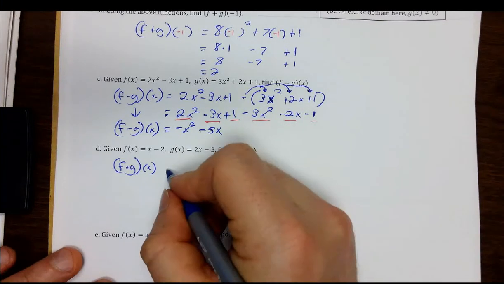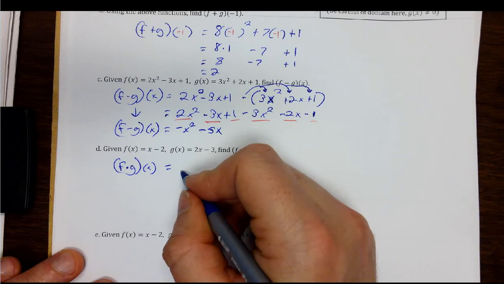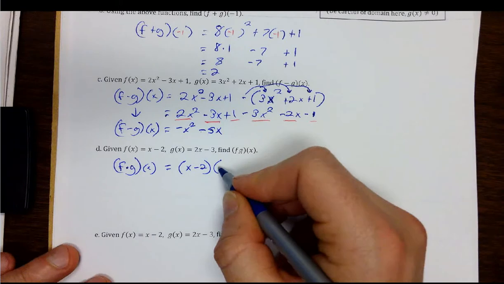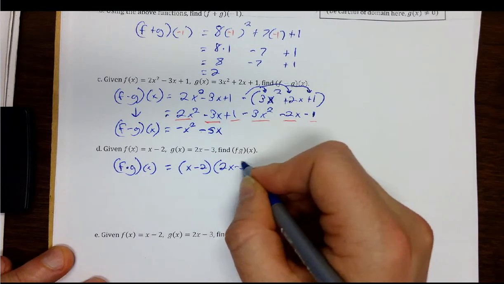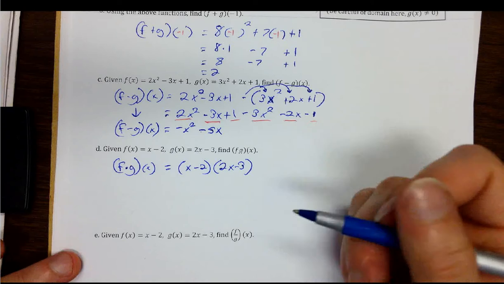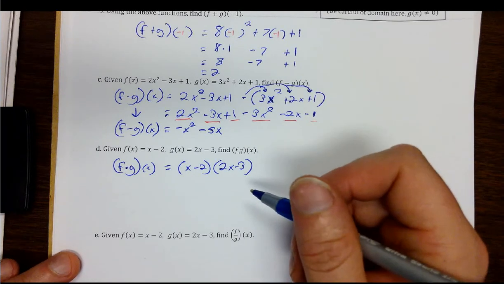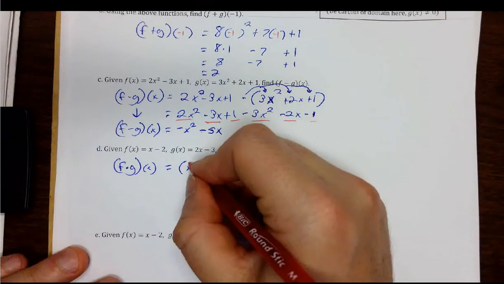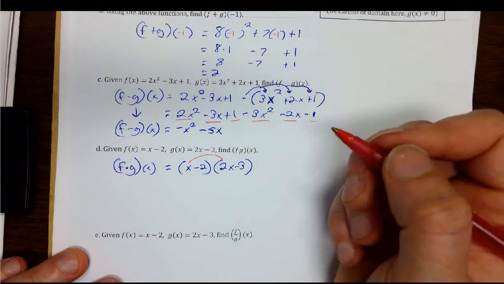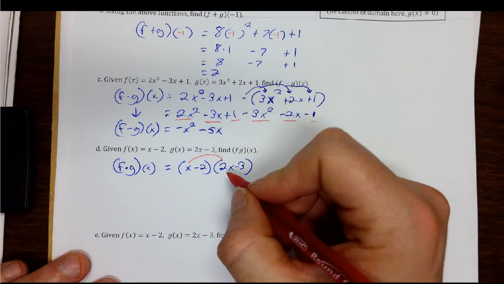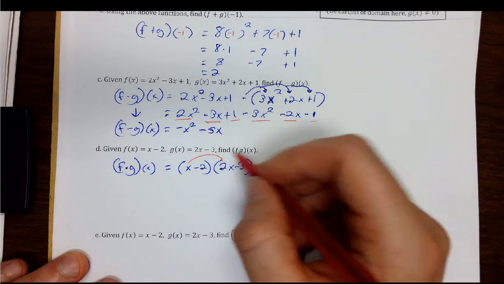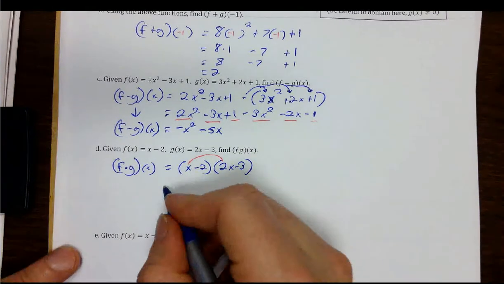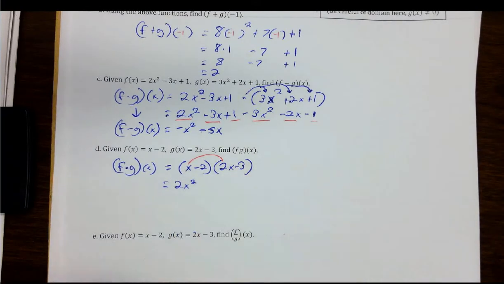Anyway, f times g. We're going to take f, which is x minus 2, and we're going to multiply it by g. And you notice this time I use parentheses. That is because we've got to remember to FOIL this. Right, when I've got two functions being multiplied, I'm going to need to distribute each term to each term. So x times 2x squared.